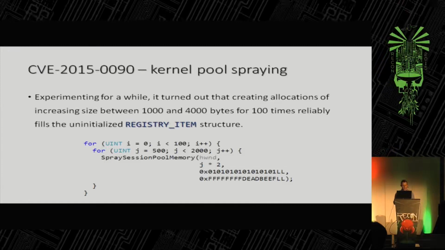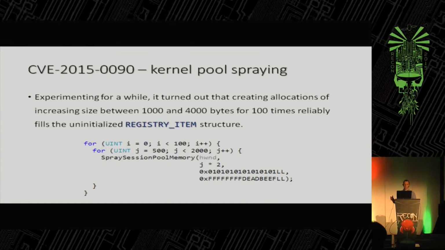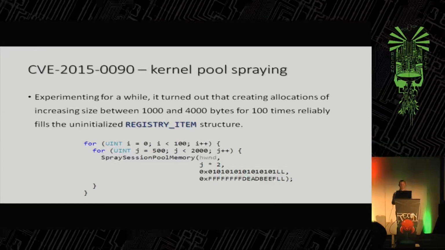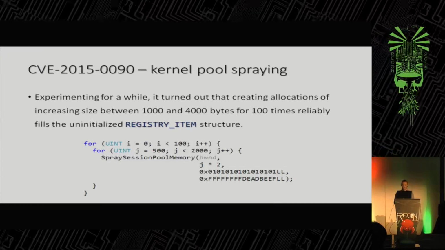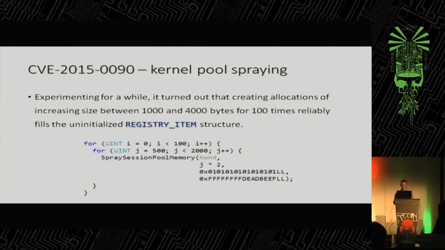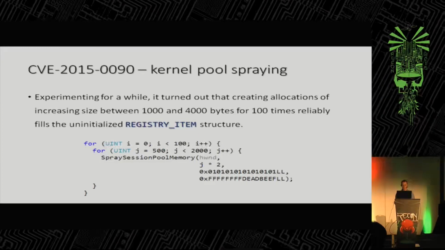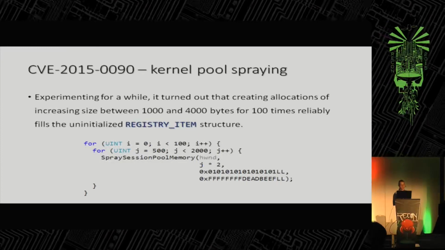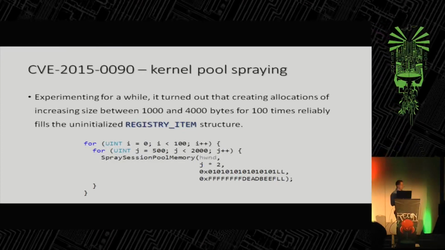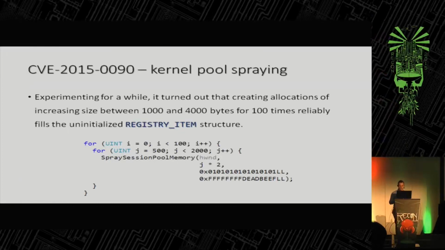And I came up with this nested loop to create allocations between 1,000 and 4,000 bytes for 100 times, and then on all of my test machines, the memory that we had to spray would be sprayed reliably with the data that we had to provide. In this case, it would be a 01010101 value for the size, and then an invalid kernel pointer for the data pointer.